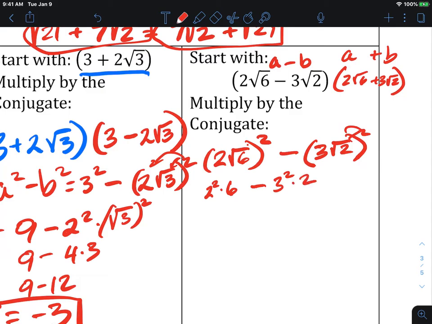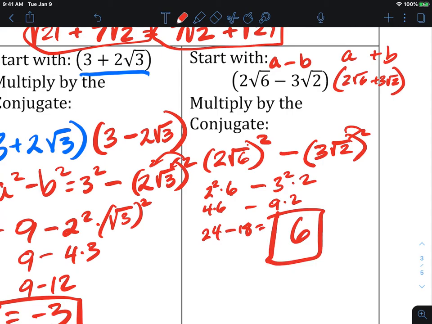All right, so now I got to follow PEMDAS. Don't multiply 2 times 6. 2 times 2 times 6. Okay, so that's 4 times 6. And over here, this is going to be minus 9 times 2. So that is going to be, I believe, 24 minus 18. So my final answer there is going to be a 6. Boom. All right. So all of that put together now with these fraction radicals.